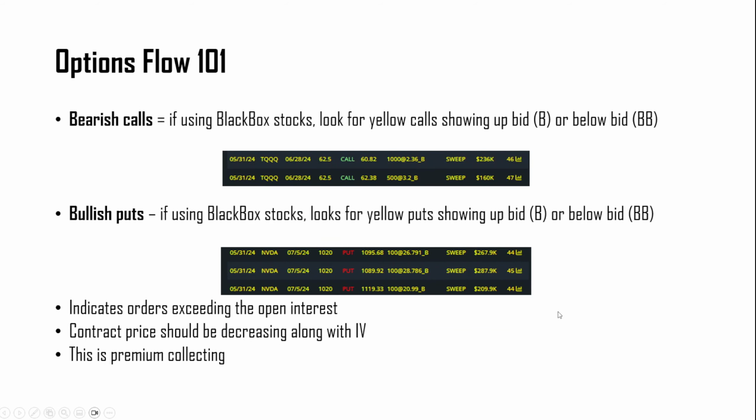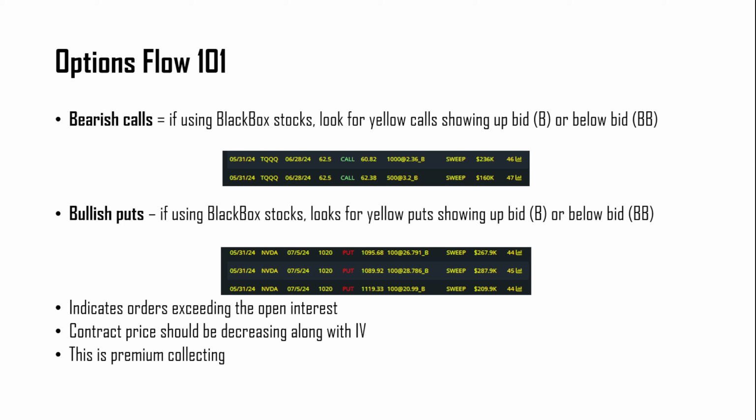All right, next. So you have bearish calls. If you're using Black Box Stocks, that's usually what I use. You look for yellow calls that show up at bid or below bid. That means that these calls are being sold to open. These are option writers, so you do not want to follow these unless you're going to be writing options.